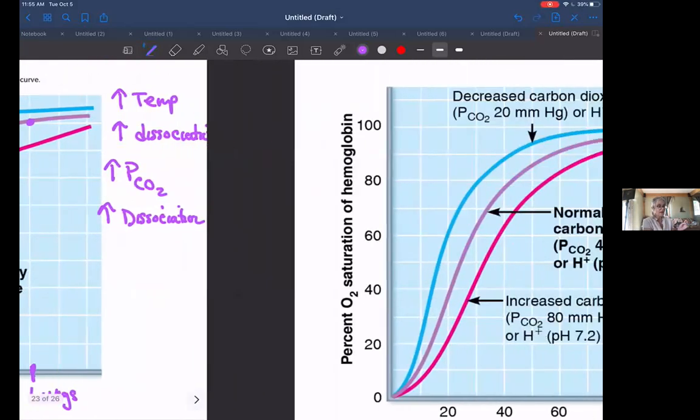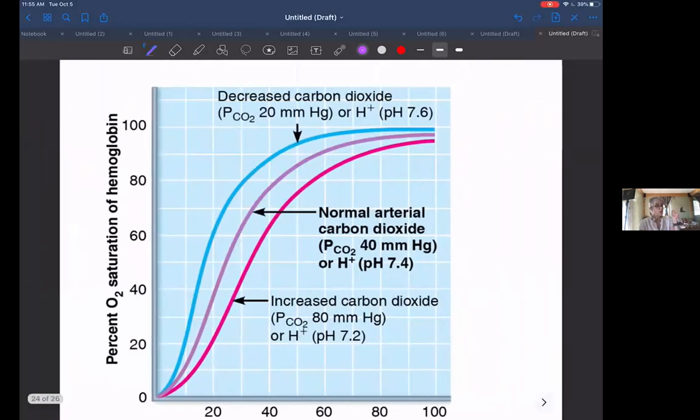So let's look at this diagram right here. This shows the increase in carbon dioxide. Again, at the same partial pressure of oxygen, there's a lower saturation. So this is PO2.